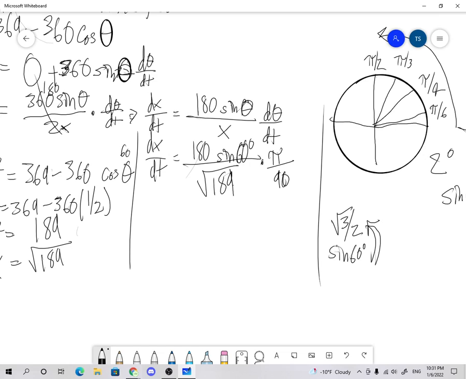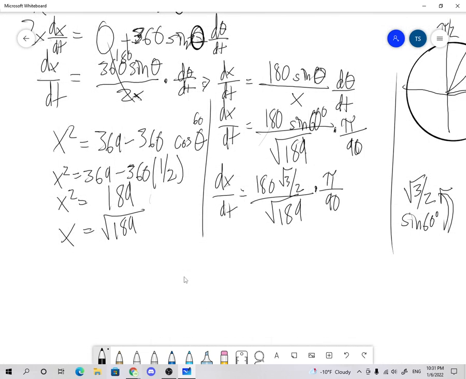That's not necessarily something I expect you to know, but that's probably something you might be expected to know on the test, so good luck with that. So now I'm going to have 180 square root of 3 over 2 over square root of 189 times pi over 90. We can simplify this radical. We can actually pull out a 9 from that. So this would be square root of 9 times the square root of 21, which would be 3 square root of 21. This is breaking up the radicand.